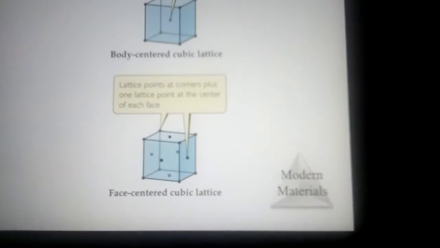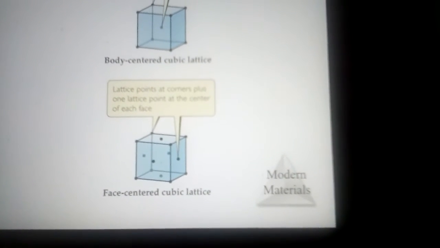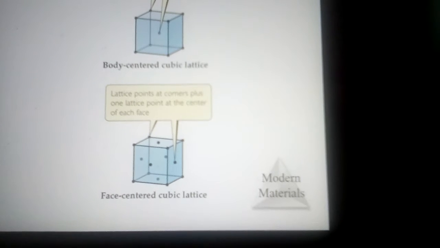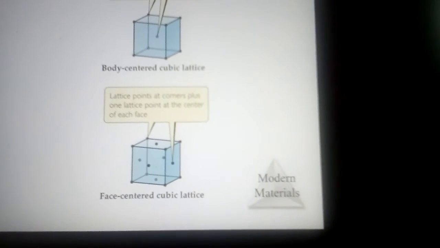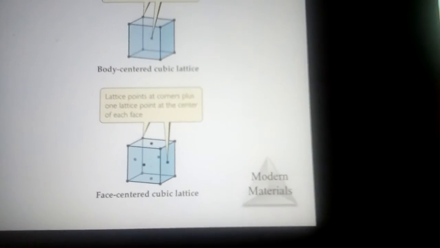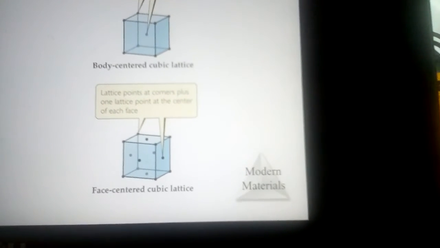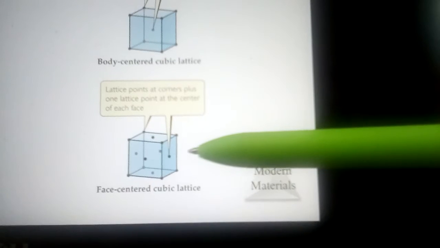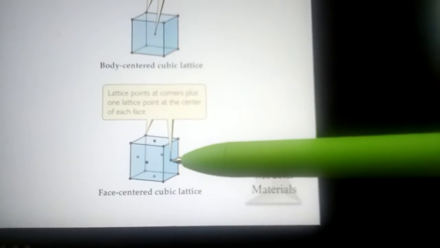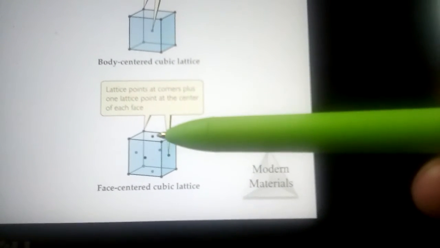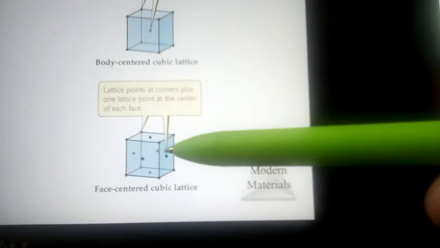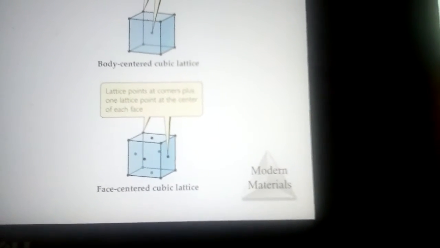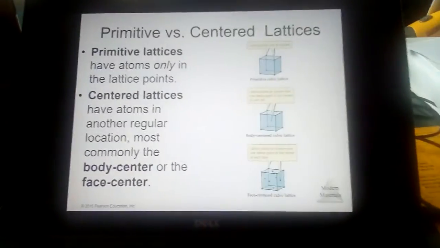And the third one here is called a face-centered cubic lattice. So in this case, in addition to the atoms on the corners, this also has atoms on the faces of the cube. There are 6 sides or faces on the cube. And you can see there's an atom right there on the center face, one right over here on the right side face, one up here on the top face, right back, left, and bottom as well. So 6 more atoms on the sides of the cube.